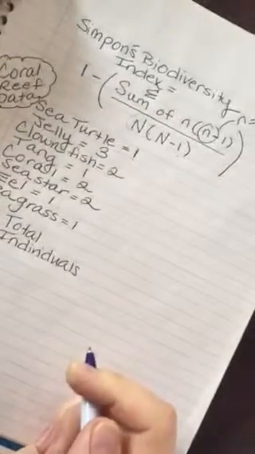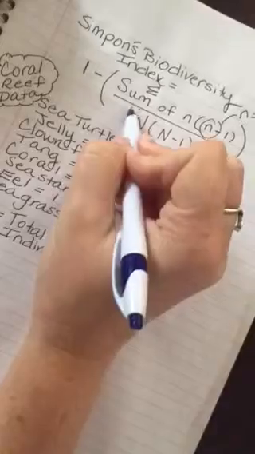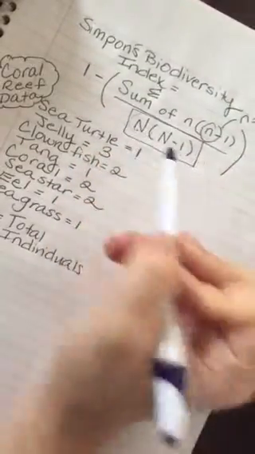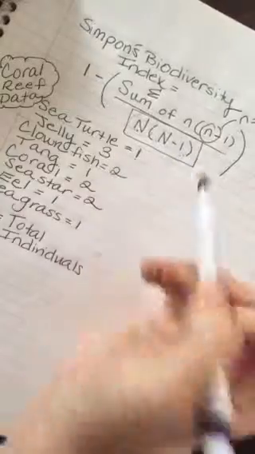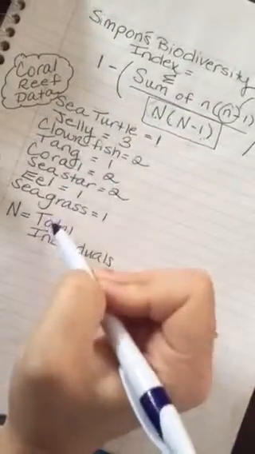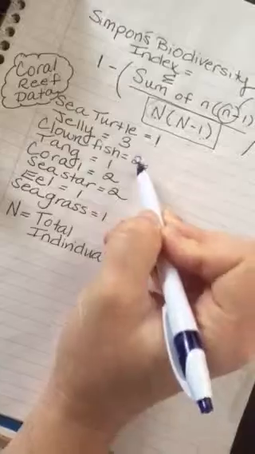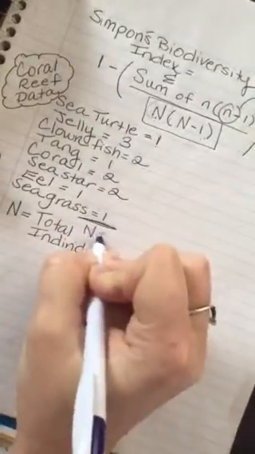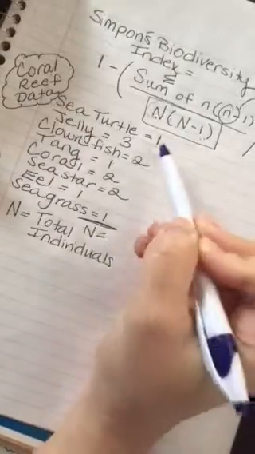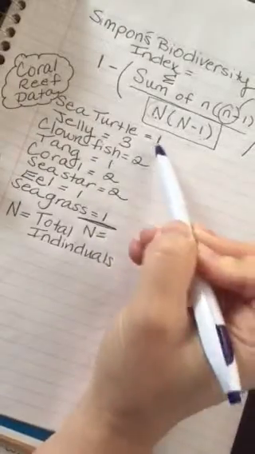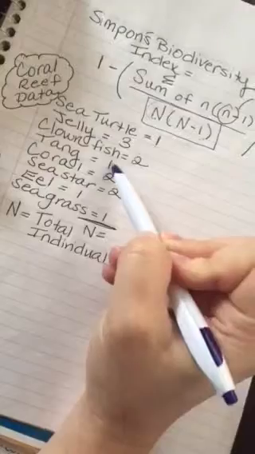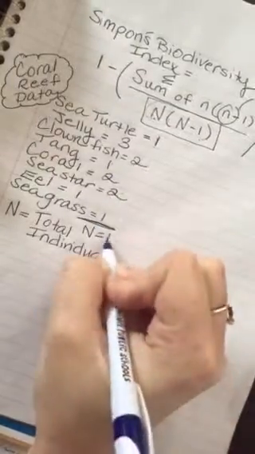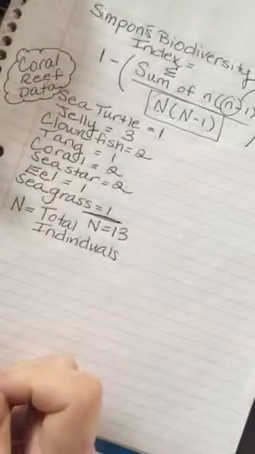So first, the easiest place to start is down here. Let's start with our denominator, capital N, N minus 1. So here we go. We've got our data down here. We've got each of the individuals per species, and let's calculate our big N. Let's add these guys up. So we've got 4, 5, 6, 7, 8, 9, 10, 11, 12, 13. Our big N is 13.